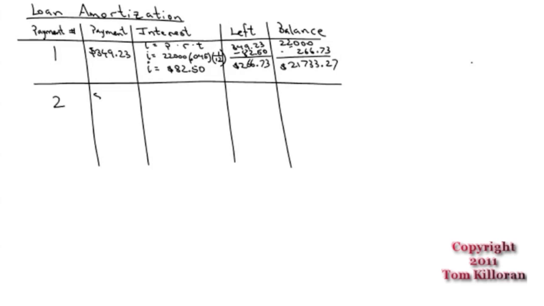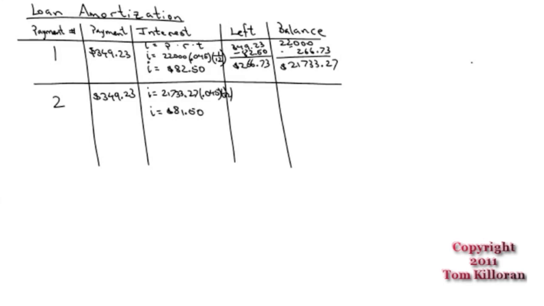Payment number two, you make $349.23 payment. You're going to get interest on 21,000. By the U.S. rule, you can reduce your principal. So 21,733.27 times your interest rate times 1 over 12. 21,733.27 times 0.045 divided by 12. And now you're paying interest of $81.50. What happened to the interest?